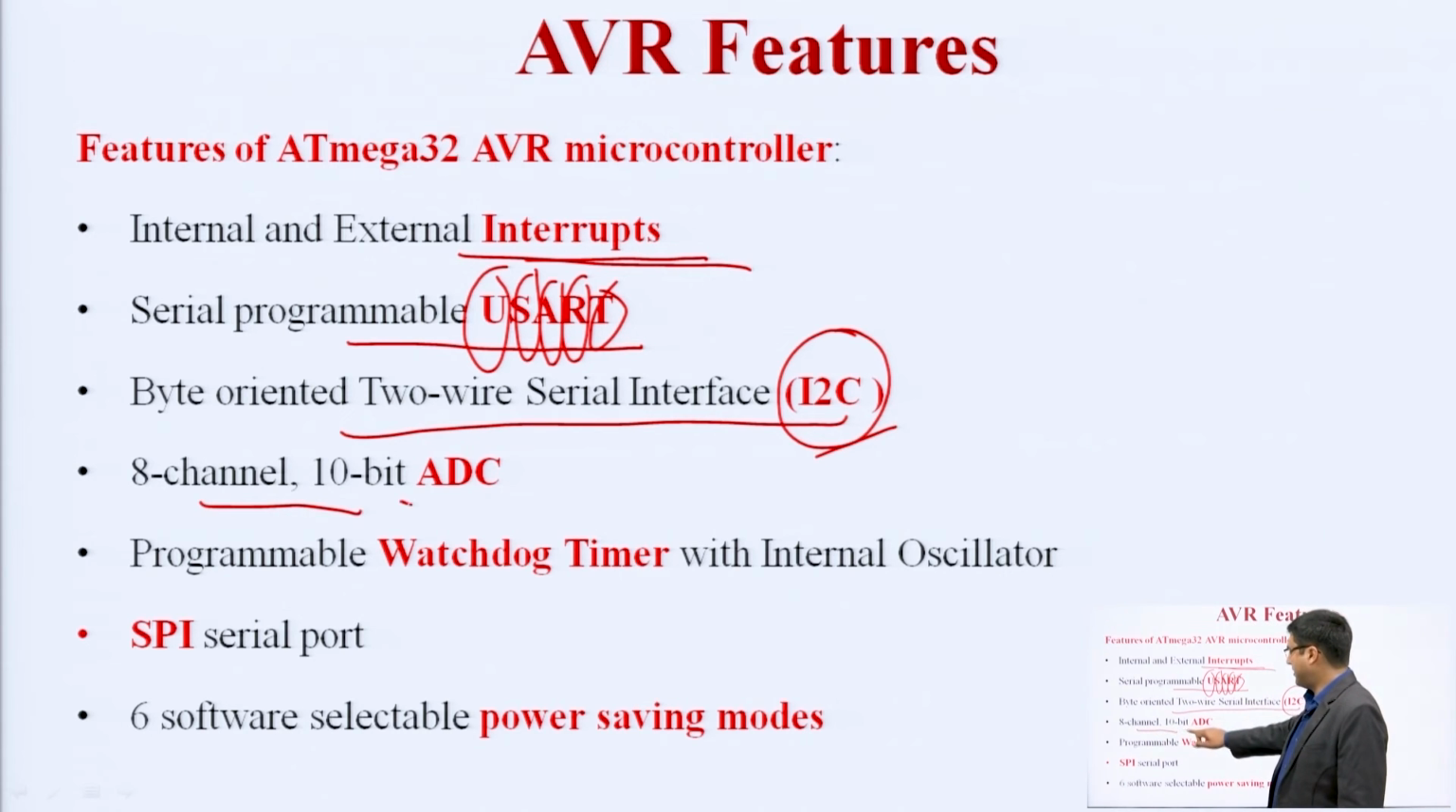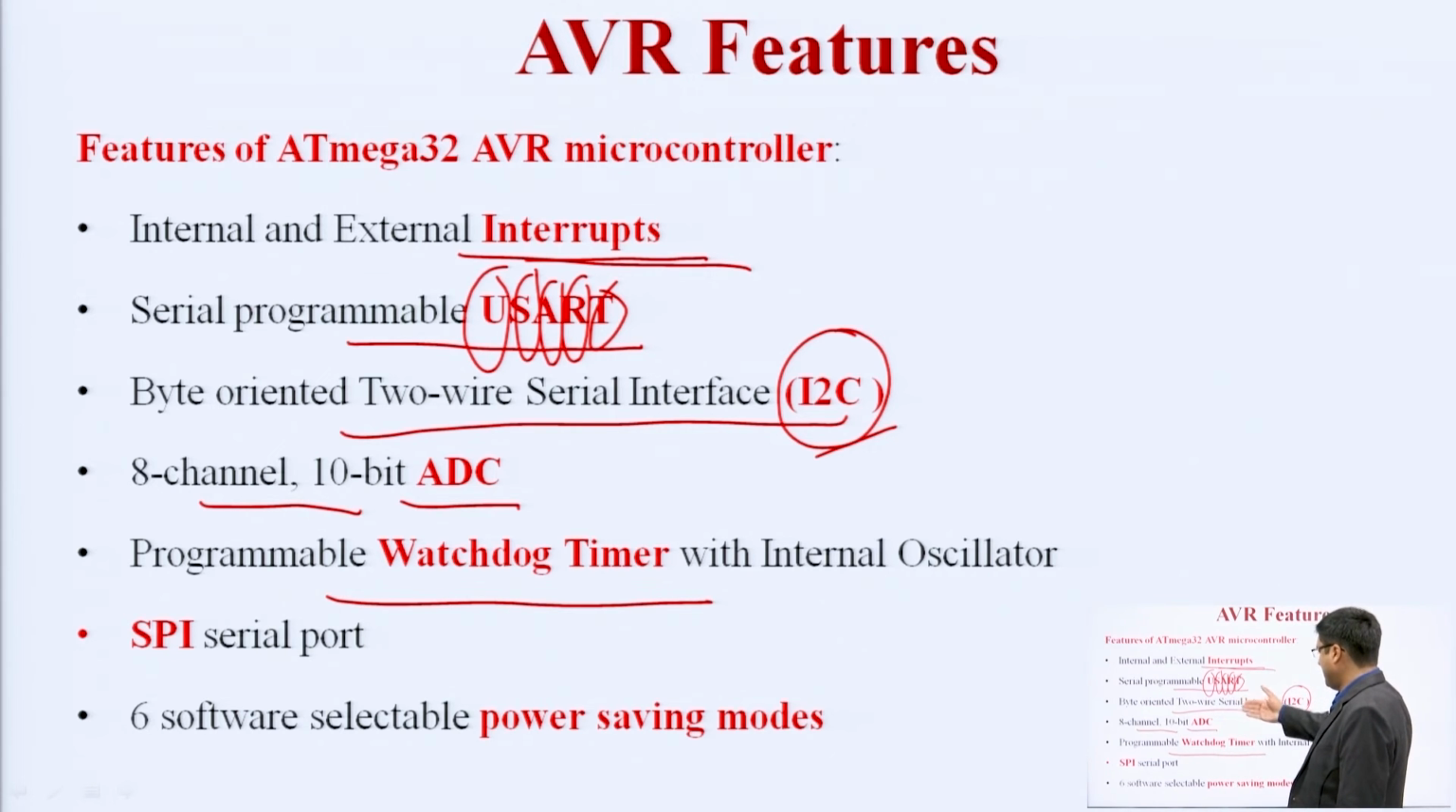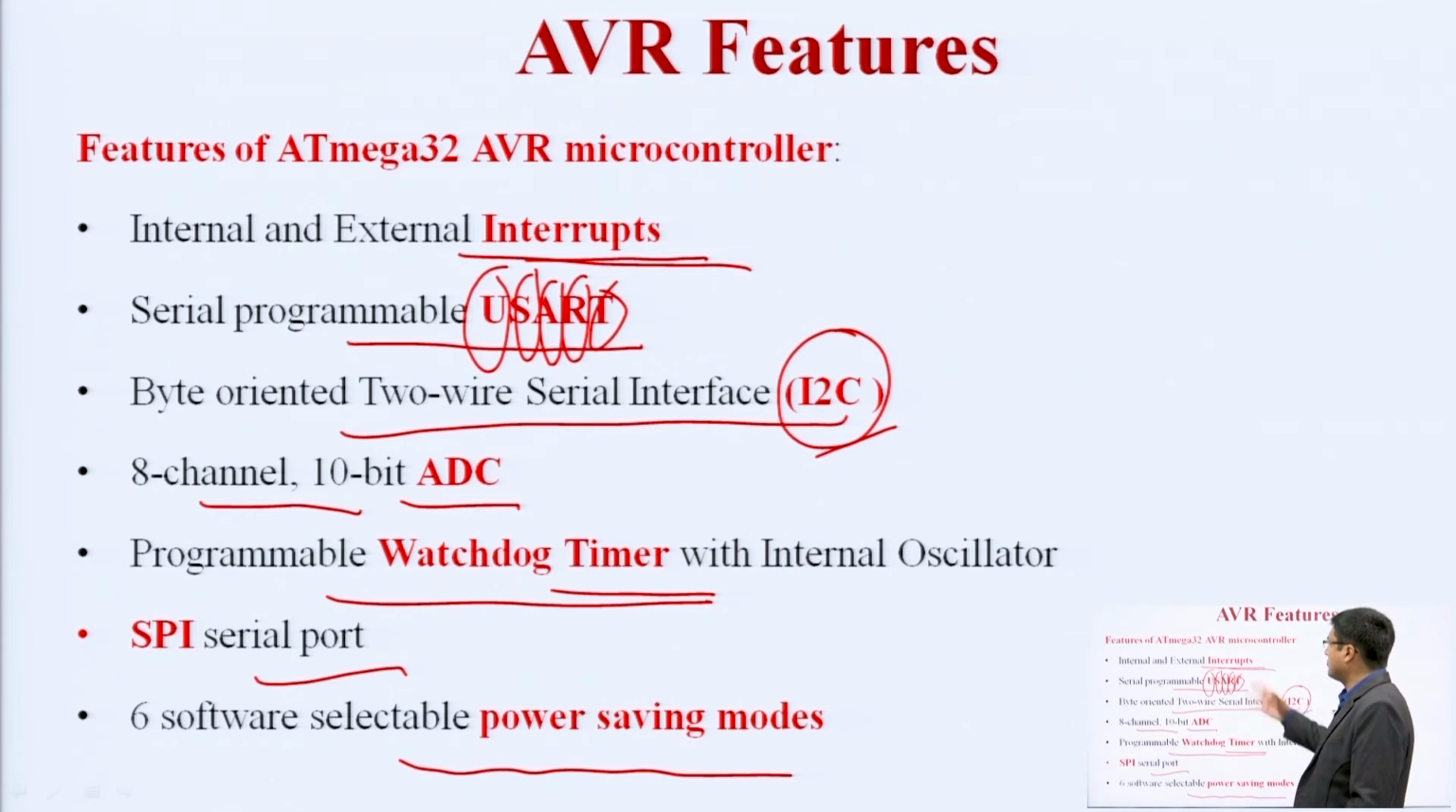It has an 8-channel 10-bit analog to digital converter. It has a programmable watchdog timer. In our previous slide, in the description of the block diagram, we have seen the watchdog timer. It also has the SPI serial communication protocol and 6 software selectable power saving modes. So these are the basic features of the Atmega 32.